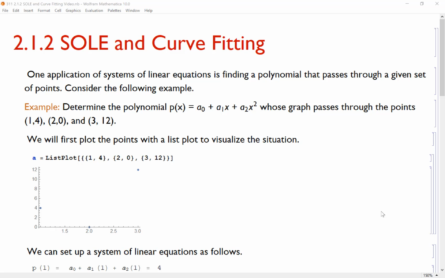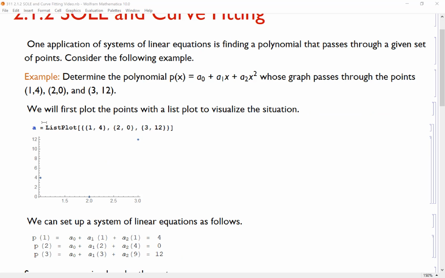So, for example, we want to know the quadratic polynomial, and we don't know the coefficients, but we do know that the graph passes through these 3 points: (1, 4), (2, 0), and (3, 12). Alright, so just to get a visual, I'm going to use a ListPlot here just to plot those 3 points, so you can see them on the screen. And I'm going to label this ListPlot as A because I want to reference it later on. Alright, so there's my plot.